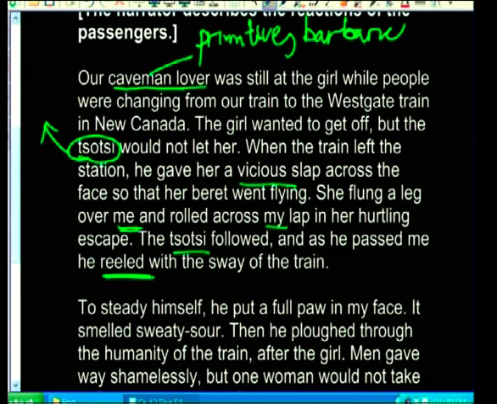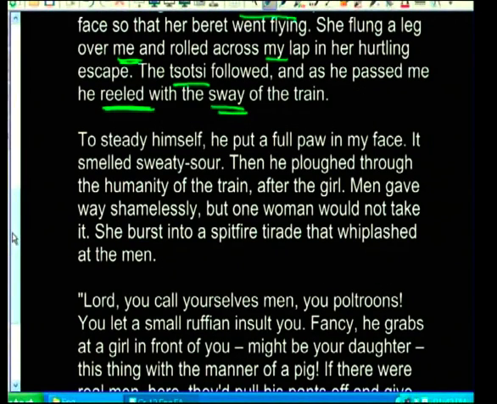Let's look at the word reeled, with the sway of the train. When you reel, it means you lose your balance. If you can imagine the movement of the train moving, curving its way, and as a result, the young man loses his balance and he begins to sway off the train. He wasn't very steady on his feet. So what did he do? To steady himself, he put a full paw on my face.